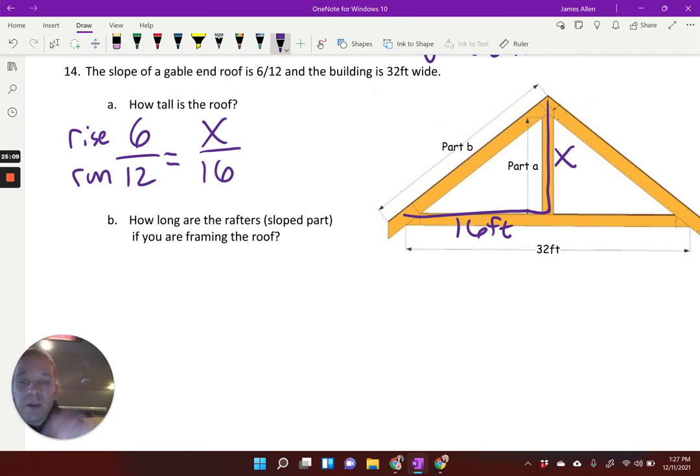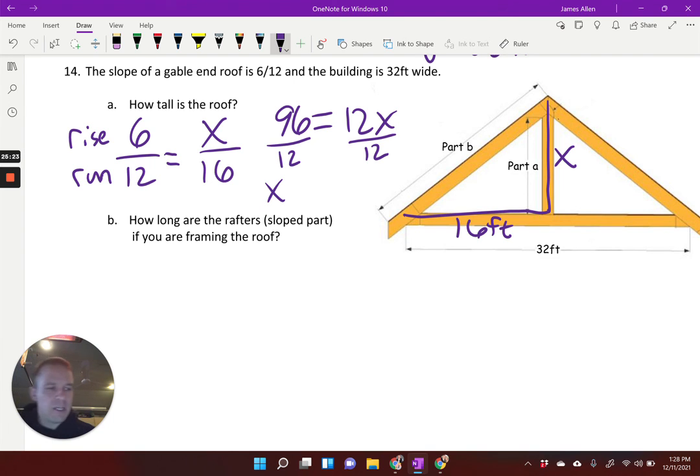So if we cross multiply, I've got 96 equals 12x. Yeah, 6 times 16 is 96. Divide that by 12. And x equals, is that, I don't know, 7.5 or something like that? I think I guessed 7.5 earlier. 8. I don't know why 7.5 is in my head, but 8 feet.